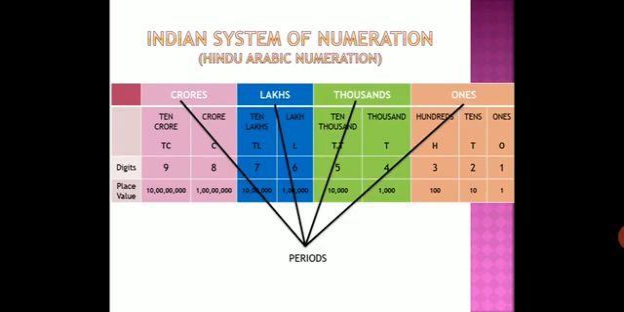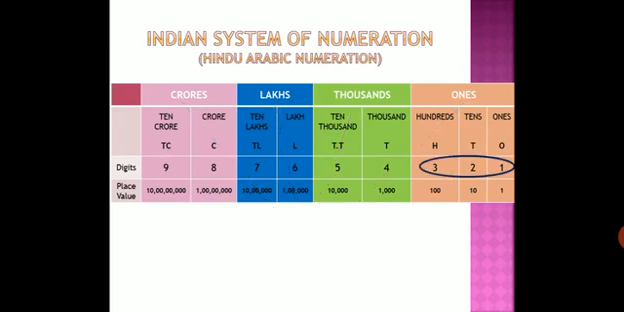Similarly, under thousands, you can see 2. They are 1,000 and 10,000. Similarly, under lakhs, you have 2. They are lakh and 10 lakh. And under crore, you have crore and 10 crore. All these together, we call it a number. So these 4 periods will separate the numbers in the form of Indian system of numeration.